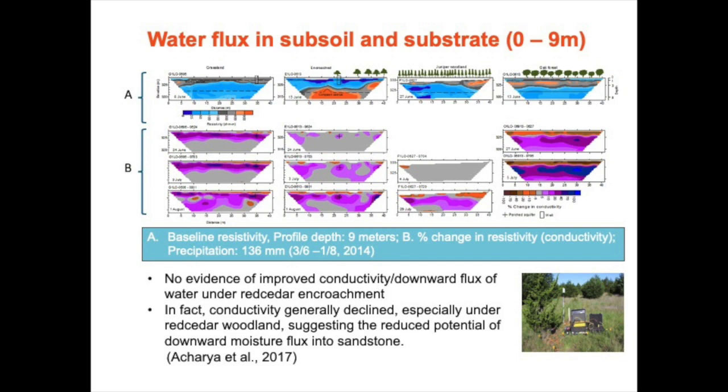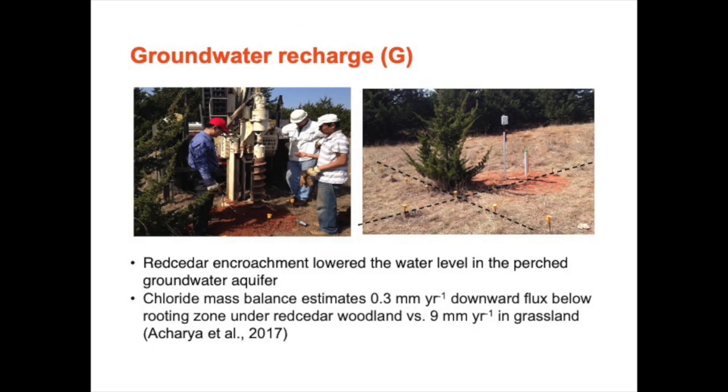When the color changes from gray to pink to dark blue, it means there is an increase of water content. If you scan this picture on the left side, during those 3 months, with 164 millimeter rainfall, we see the flux in the grassland, a downwards movement. You see the same thing on the right side under the oak woodland. But we do not have evidence showing the water flux increase in the middle, which is the juniper encroached woodland. On the juniper woodland, we actually see a decrease of the downward movement. In other words, encroachment may not improve your groundwater recharge in this system in particular.